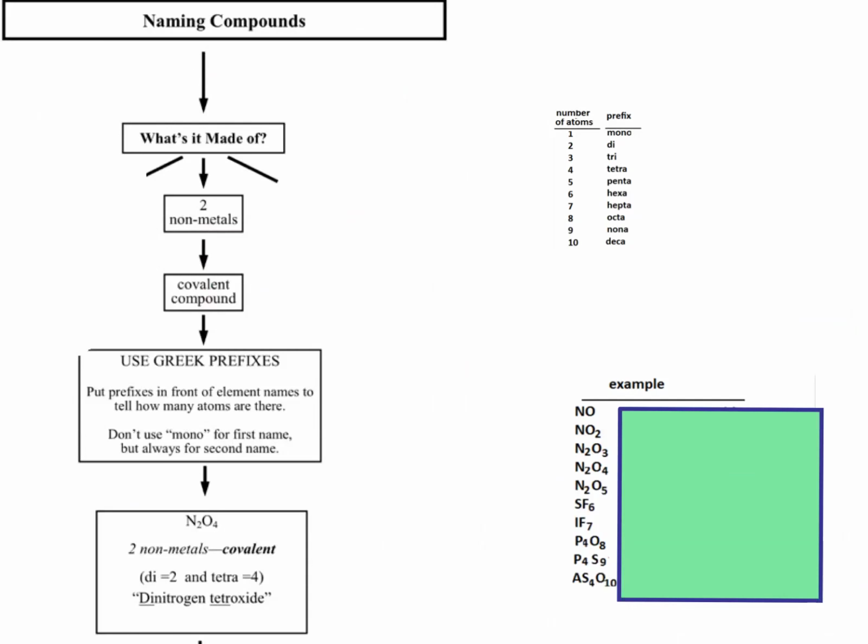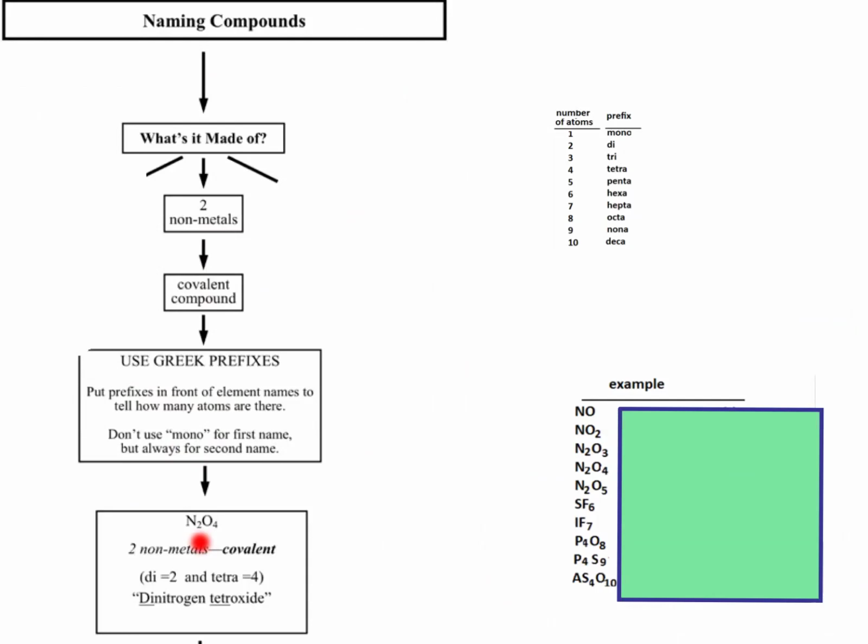Okay, so a difference in covalent compounds, here you do use Greek prefixes. Don't try to use the prefixes with ionic. This is only for covalent. We put prefixes in front of the element names to say how many there are. The only exception to that is we don't use mono for the first name. We can use it for the second name, but we just don't use mono for the first name. It's, again, just a convention.